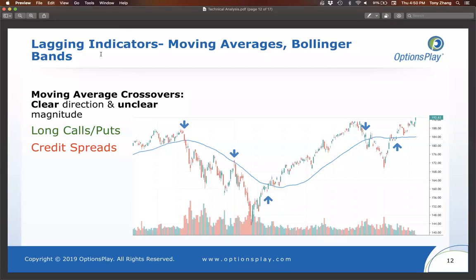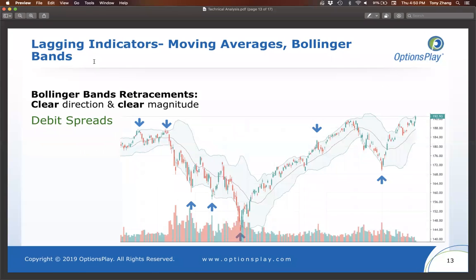So remember, when you get a moving average crossover, the crossover itself does not give you a sense for magnitude. So make sure you use a strategy that is suitable for the fact that you don't have a clear sense for magnitude. Second of all, I want to cover Bollinger Bands. Very popular strategy, again, for technical traders.